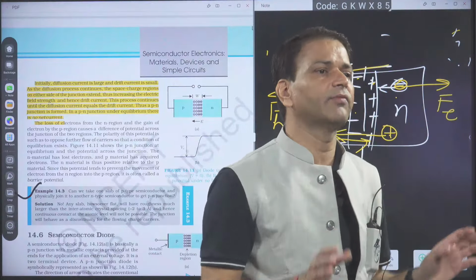Here, when we are applying the forward potential, up to a certain potential the current does not start flowing. Current is almost 0. So that potential is called what? Because to flow the current, forward potential has to cross the barrier. After the barrier, the current will start flowing. Suppose the barrier is 0.6 volt. Then to flow the current, applied potential must be more than 0.6 volt.